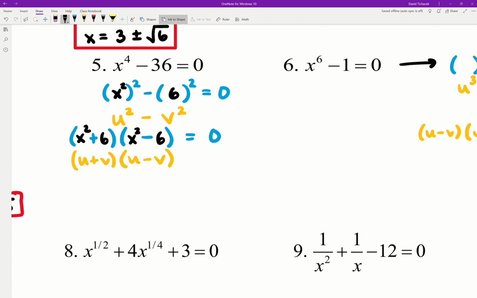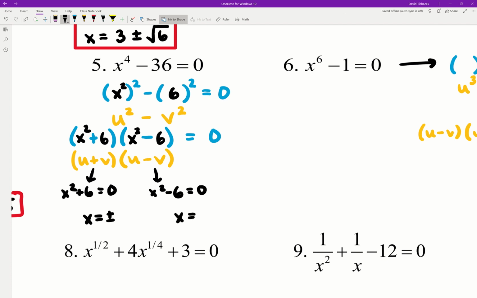And it would be at this point that we can go ahead and split this up and then use zero product property here. So this would be x squared plus 6 is equal to 0, x squared minus 6 is equal to 0, in which case you would just solve both of these. And I'm just going to go ahead and give away the punchline for the sake of time in the video.